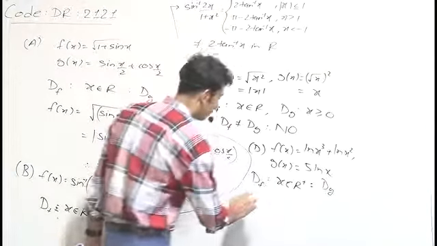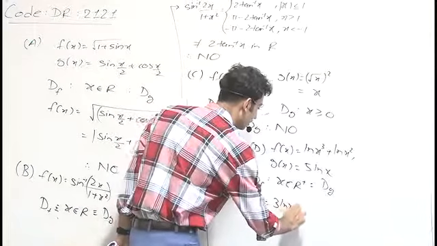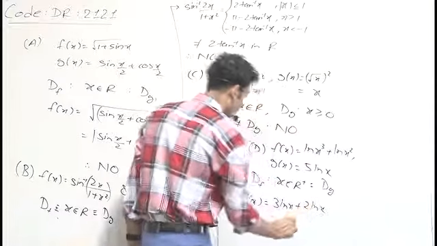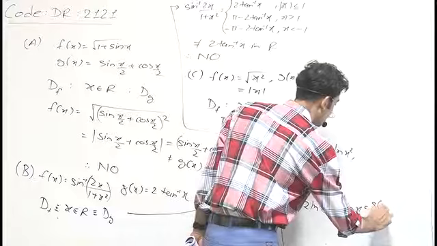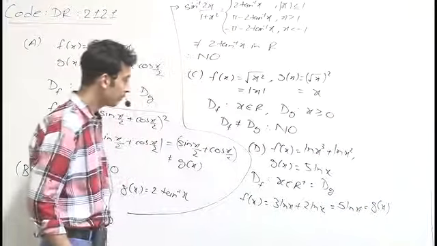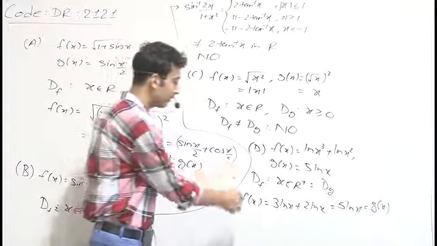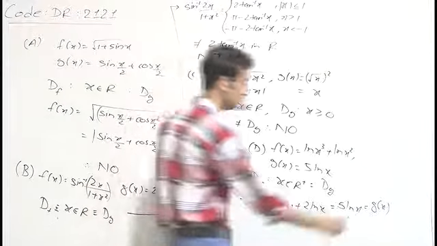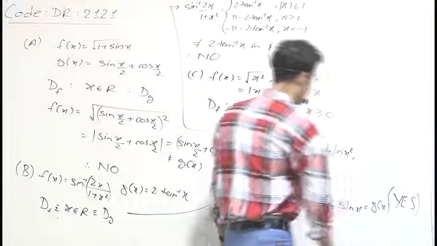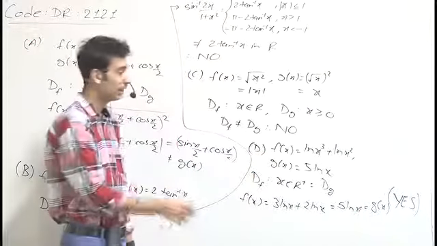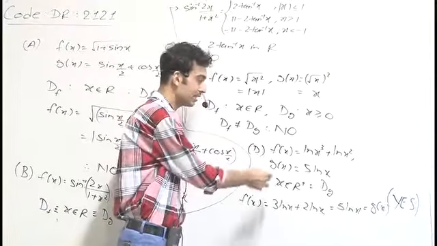In the common domain, f(x) can be rewritten as 3 ln x plus 2 ln x, which can be written as 5 ln x, and which is equal to g(x). So for the last option, the domains are equal, as well as in the common domain f(x) and g(x) are identical functions. So for the last option, option D, the answer is yes. It means f(x) and g(x) in option D represent a pair of identical functions. So the correct answer is option D.